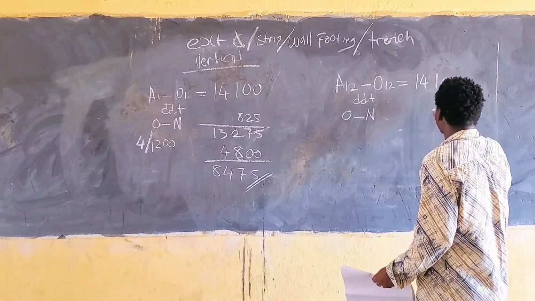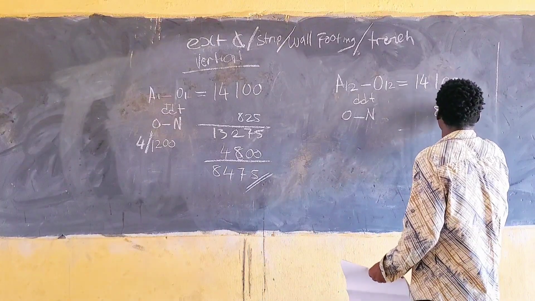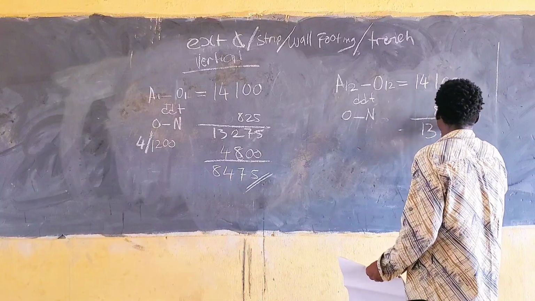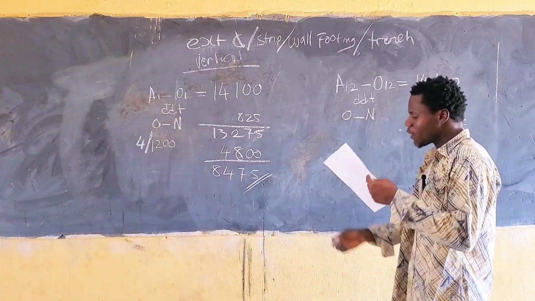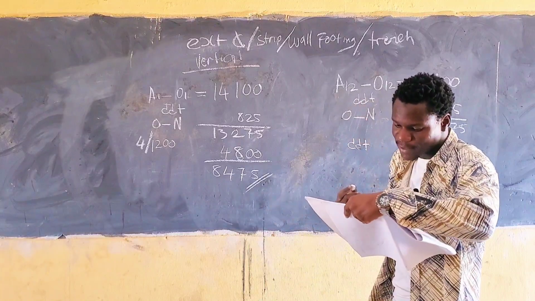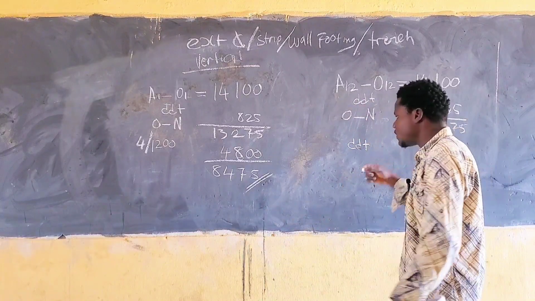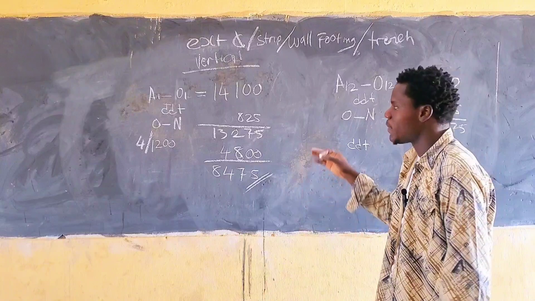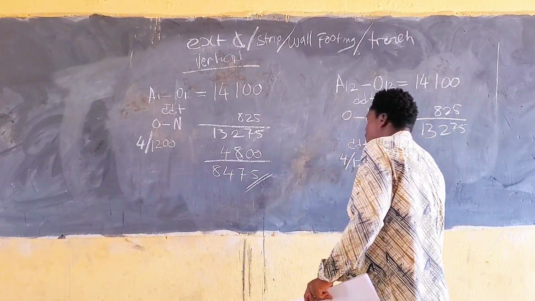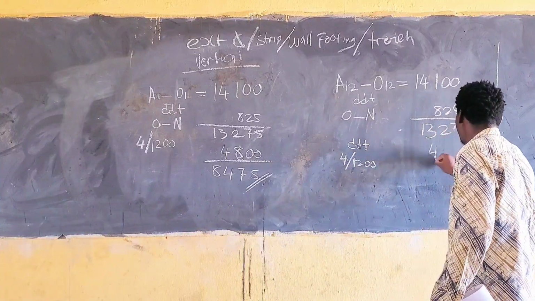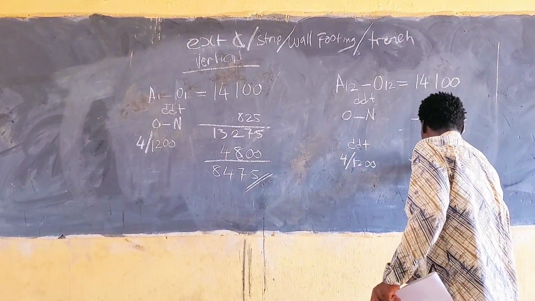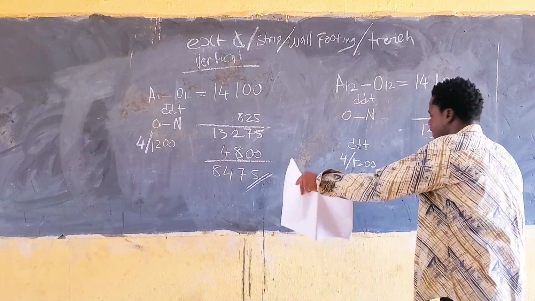Still the same, 825. We get 13,275. So we go to count the column bases that are there. And if you check the base types, they are all BT1s. And the dimension for BT1 is 1,200 by 1,200. That makes 4 by 1,200, giving us still 4,800. We deduct our column base, and we still get the same figure.